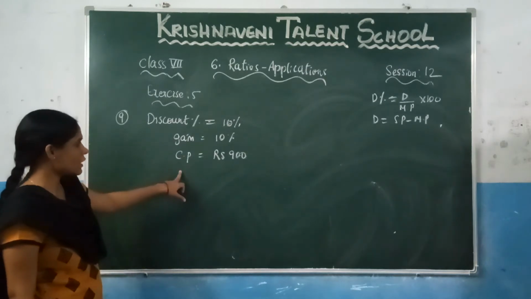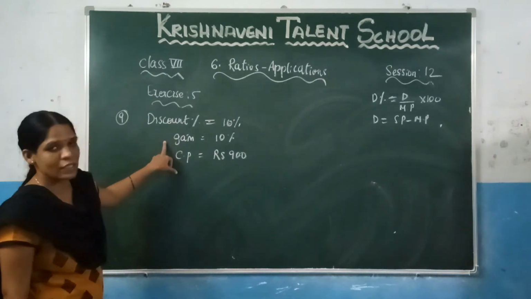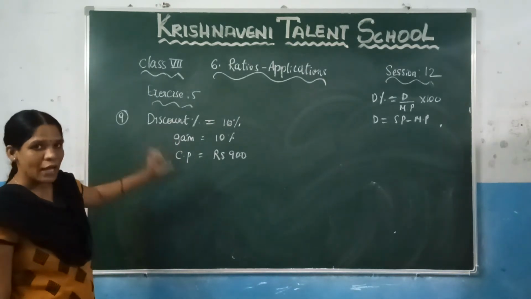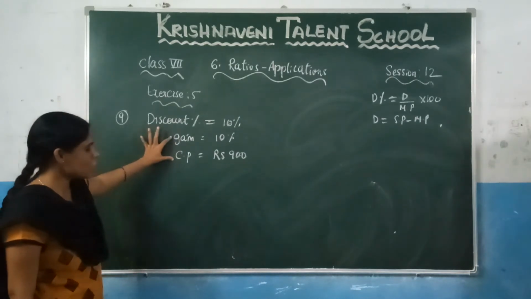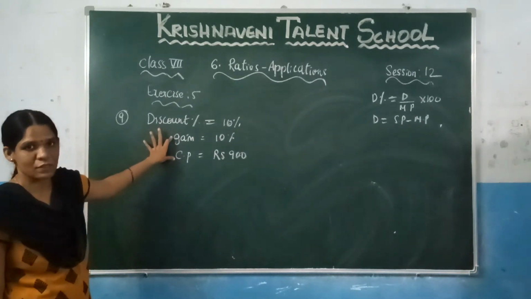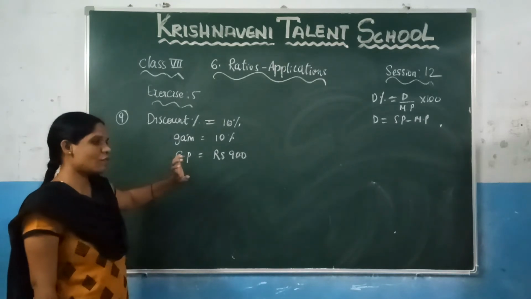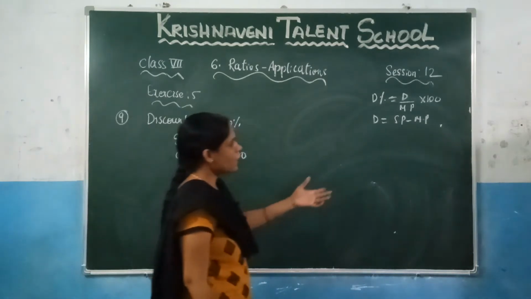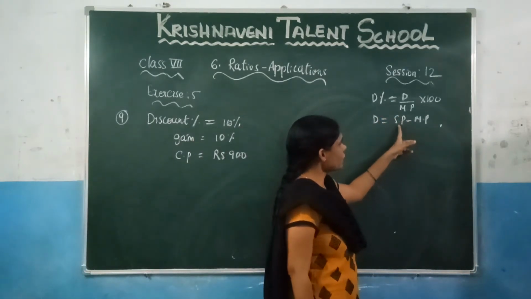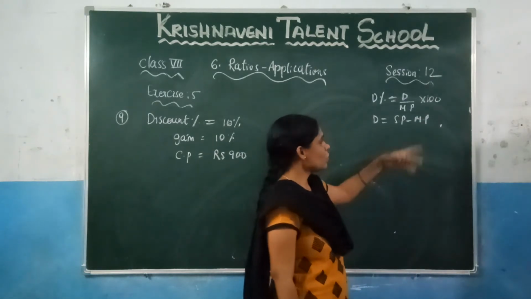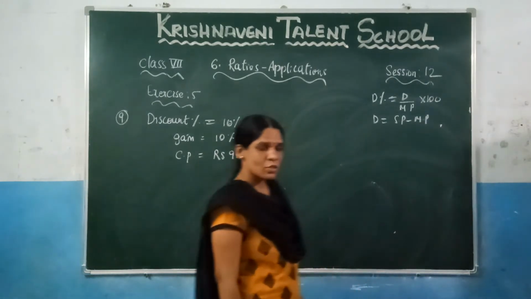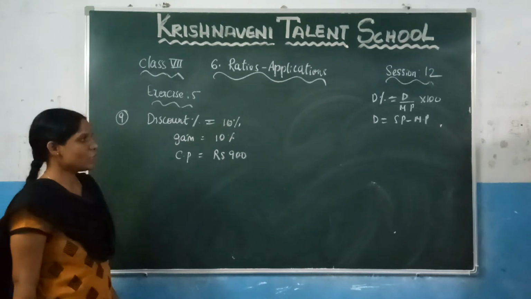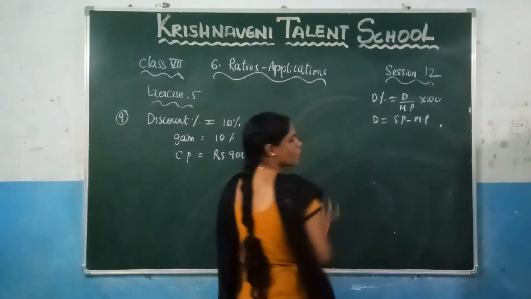Here they have given the cost price and the gain percentage. You know that if you know these two values, you can find the selling price, right? After finding the selling price, since there is a relationship between the selling price and the market price, you can calculate the market price. So what do we need to find? You need to find the selling price.